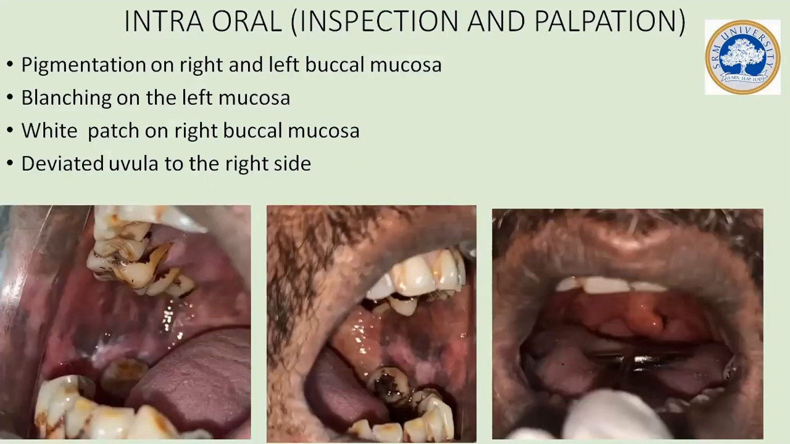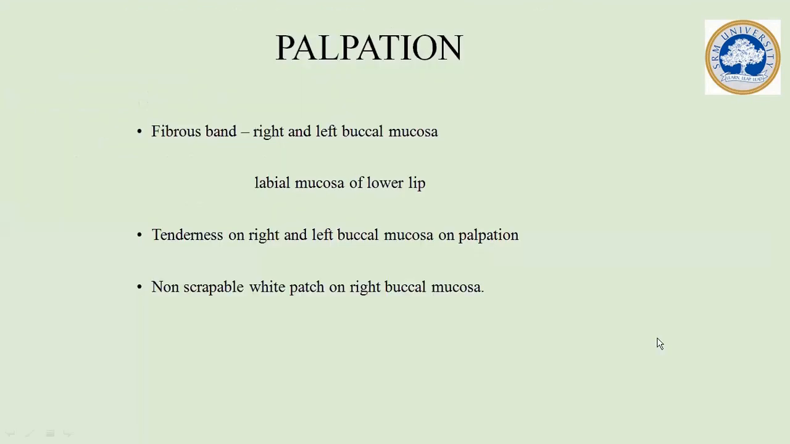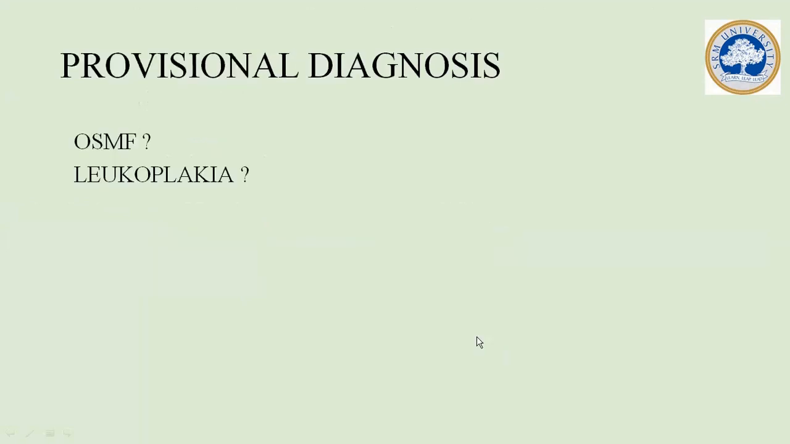Intraoral examination shows blanching of the mucosa and some presence of a white patch in the right buccal mucosa, and you can see the uvula deviated to the right side. On palpation, there was a fibrous band felt in the left and right buccal mucosa, and there was a white patch on the right buccal mucosa. We took a biopsy of the patch, which came as a severe dysplastic lesion, and overall the diagnosis of oral submucous fibrosis was made.